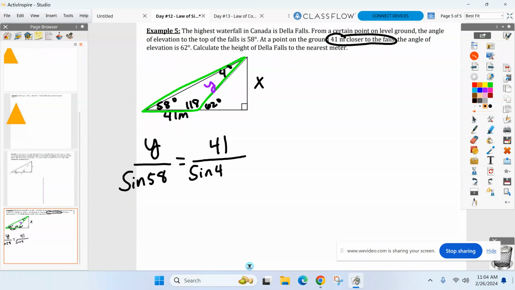Real quick before we keep going. If you're using law of sines, all 4 values need to be from the same triangle. You can't pick 2 different sides from 2 different triangles. All four values in here using law of sines must come from the same triangle. Now we can cross multiply. 41 times the sine of 58 is equal to y times the sine of 4.